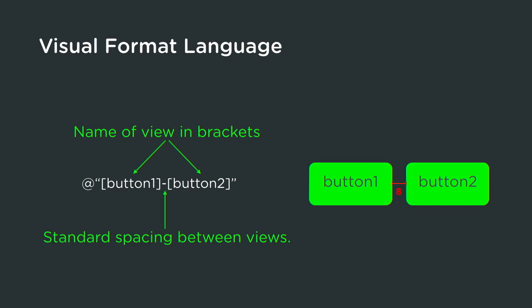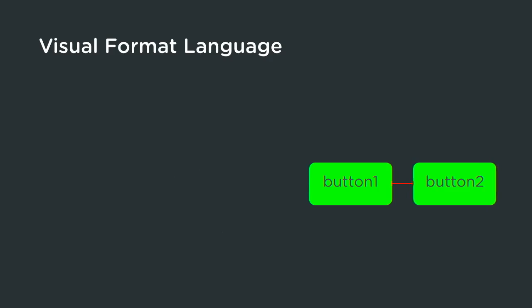Now, as you can see on the right, I have denoted that with an 8, which is 8 points. That is standard spacing between sibling views. Let's take a look at what it looks like if you wanted to not have standard spacing.